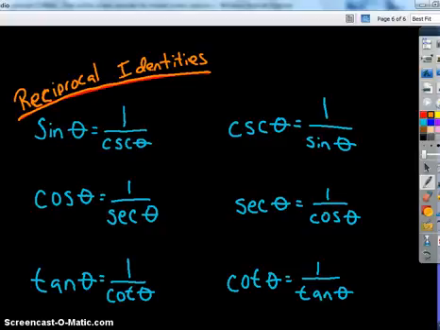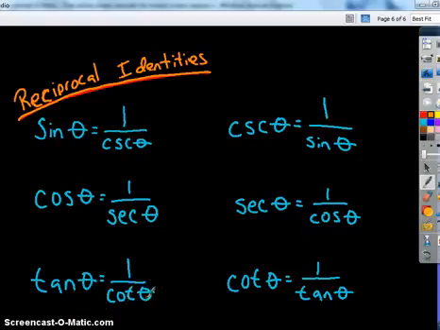The other trig ratios are the reciprocal identities. So the reciprocal identities basically say that sine of theta equals 1 over cosecant. Sine of theta is equal to the reciprocal of cosecant, reciprocal being you flip cosecant. So sine of theta is equal to 1 over cosecant, but cosine of theta is also equal to 1 over secant, and tan of theta is equal to 1 over cotangent.